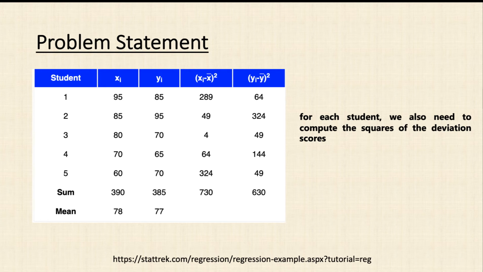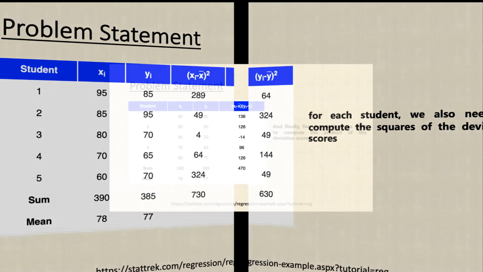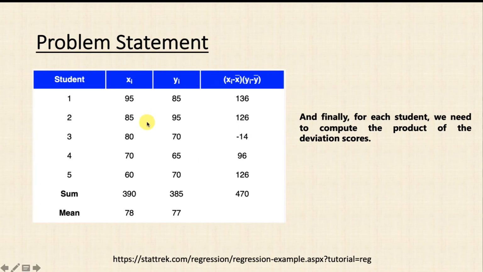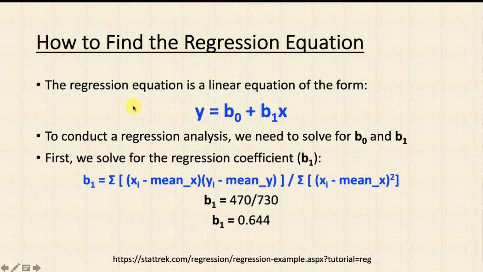Don't get confused, all these particular values we are going to use in the form of equations later on, right? But I'm going step by step, so you will get the idea. Now the next step is, for each student, we need to compute the product of deviation scores, so xi minus x bar and yi minus y bar. Now let's put all these equations together.